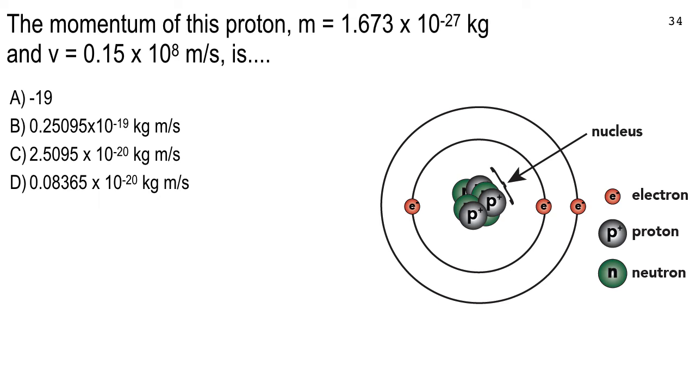Good one. All right, 10 seconds to vote. 10, 9, 8, 7, 6, 5, 4, 3, 2, 1, 0. All right, get your answer. Let me see what you guys got here. Oh my goodness.